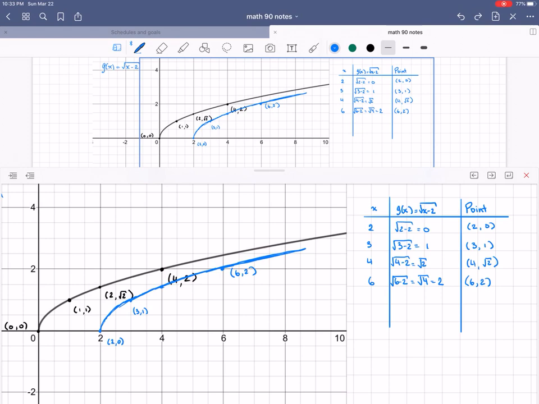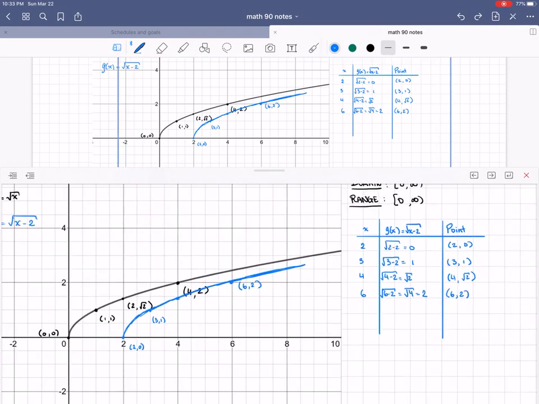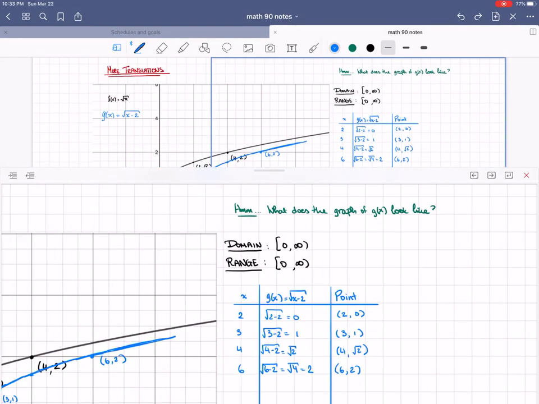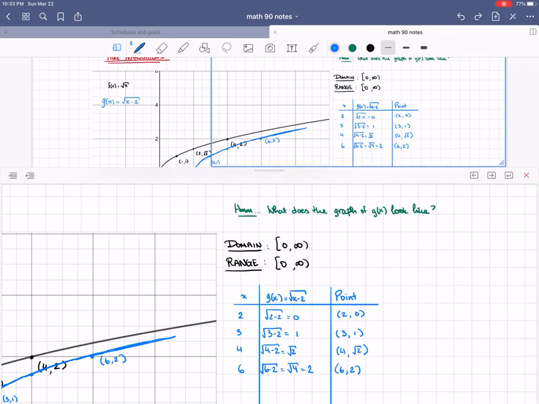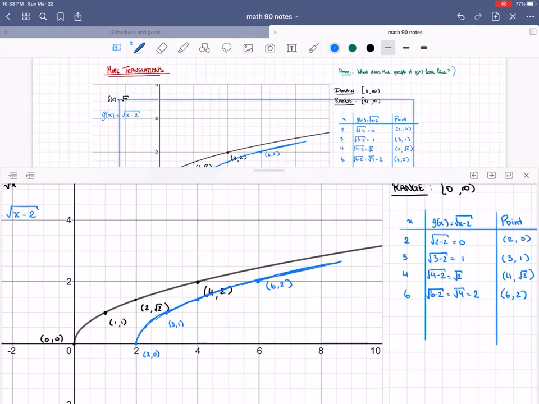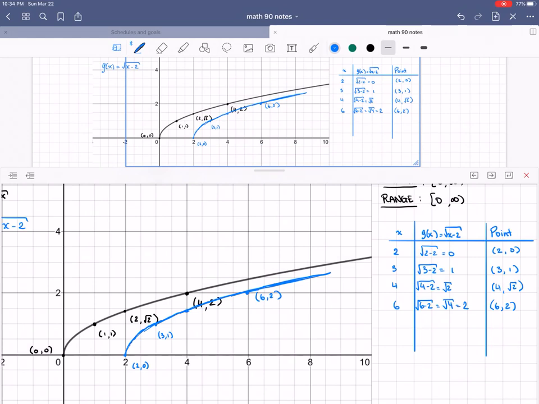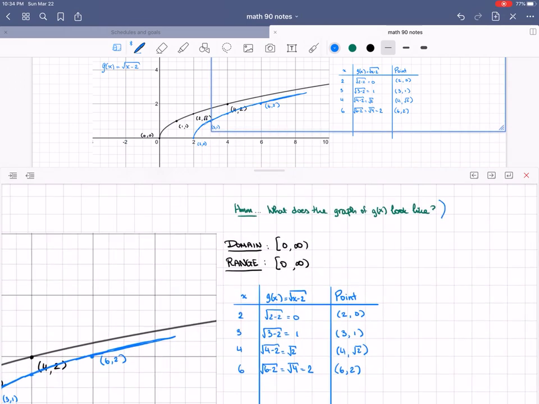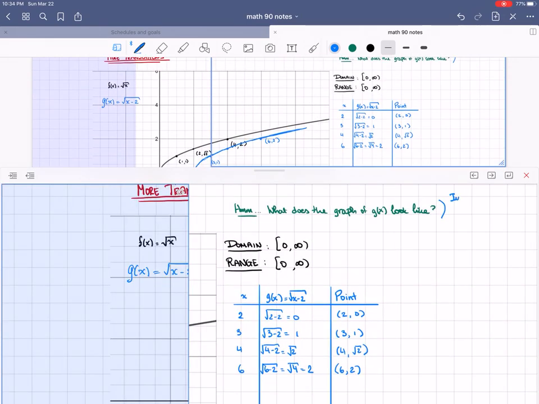All right, so now that we have the graph, let's go over here to our think about question. What does the graph of g of x look like? Well, what do you think? Well, it looks just like the graph of f, just shifted to the right 2 units. So let's write that here. Just like the graph of f, shifted to the right 2 units.